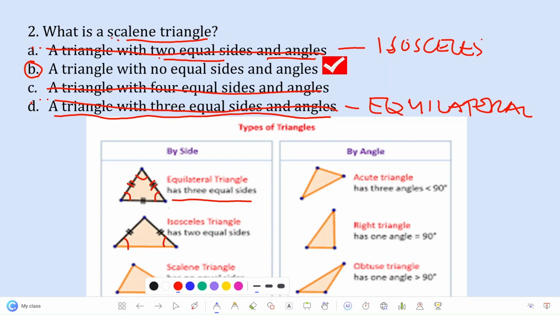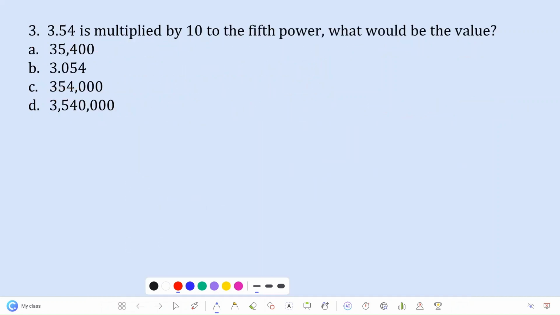Okay, so let's go to item number 3. Item number 3, 3.54 is multiplied by 10 to the fifth power. What would be the value? Is it A, 35,400, B, 3.054, C, 354,000, or letter D, 3,540,000?